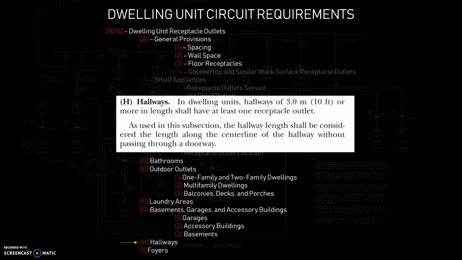Hallways, this one's kind of interesting. In a dwelling unit, hallways that are 10 foot or more in length shall have at least one receptacle. So basically, if your hallway is less than 10 feet, you don't need any. If your hallway is 10 feet, 11 feet, 200 feet, 300 feet, you need one receptacle. Not one for every 10 feet, but as soon as you hit 10, you need minimum one. They never tell you that you need more than one, right?